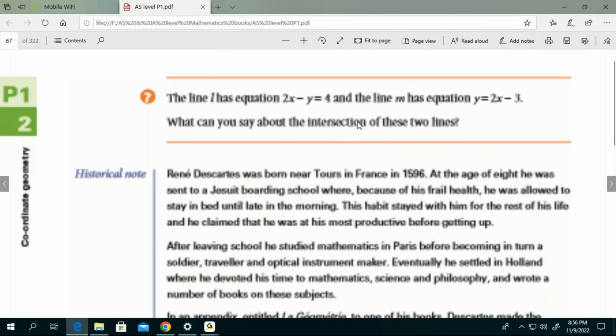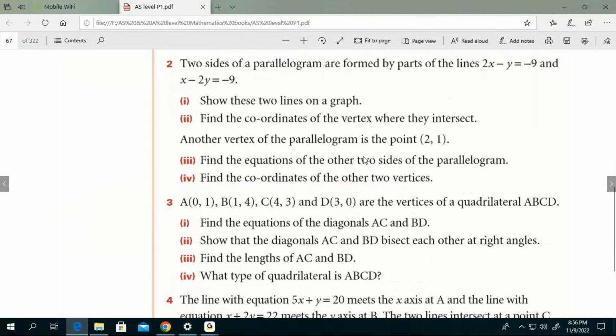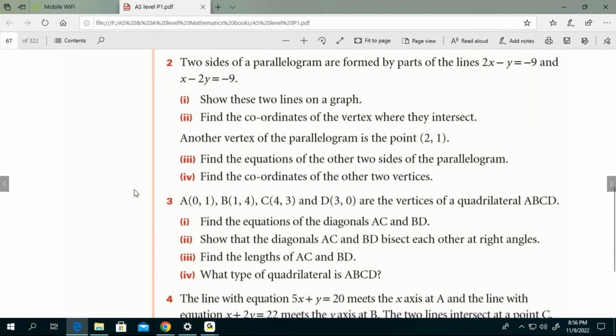The next question says, what exactly is it asking me to do? Two sides of a parallelogram are formed by parts of these two lines. These equations are given to us. Show these two lines on a graph. Now here they're asking you to construct the graph. As I've told you how to sketch a graph in the previous question, the thing isn't new for you now. You can easily manage this.